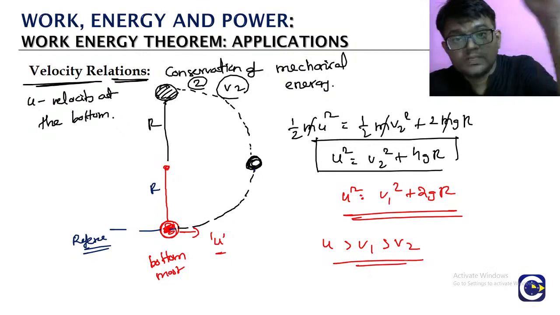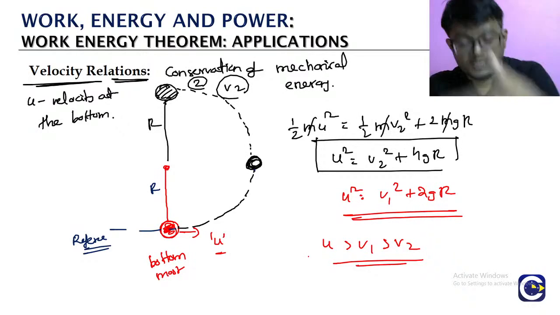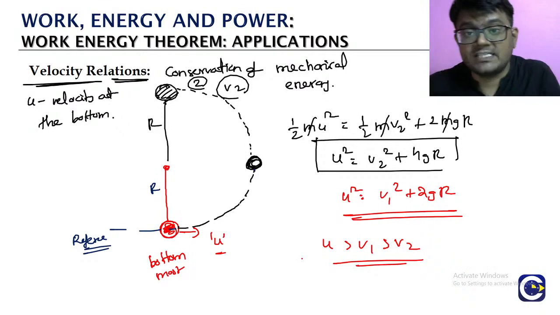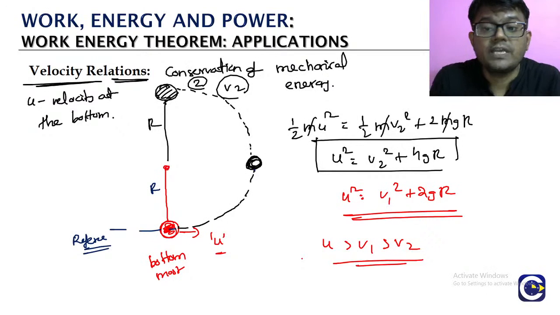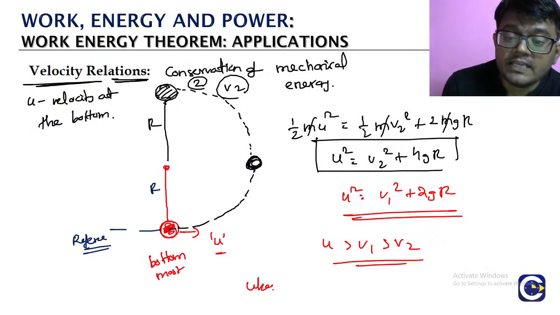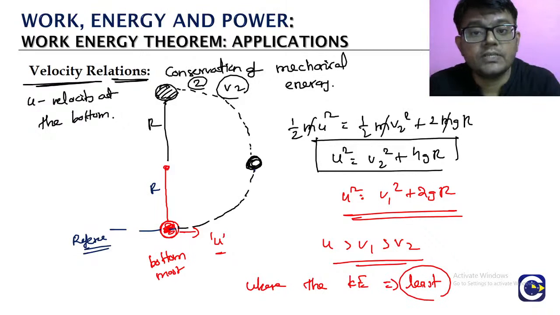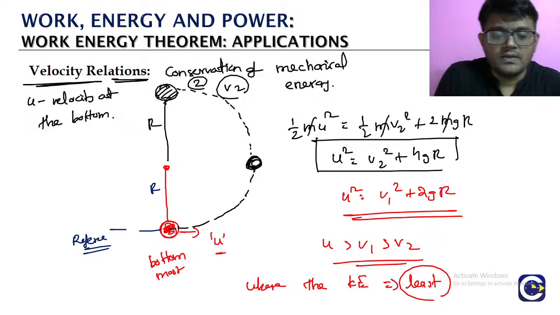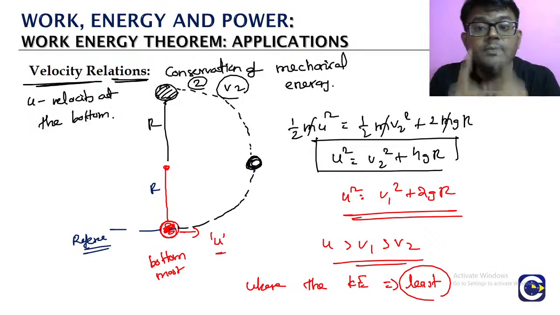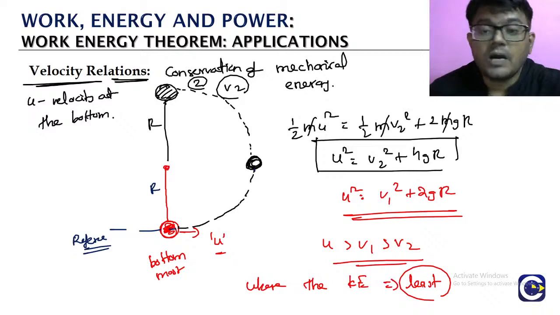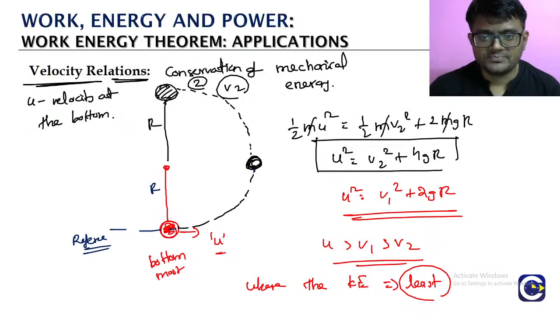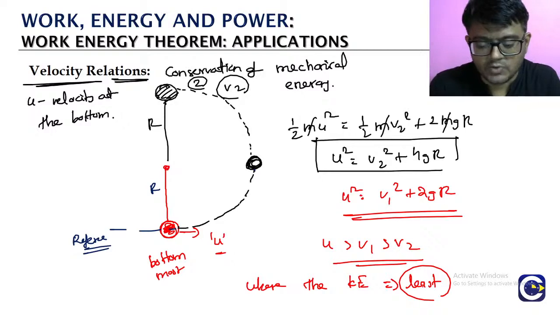As the particle is going up, the potential energy will increase at the expense of the kinetic energy, because total mechanical energy is constant. So we can even tell where in the vertical circular motion the kinetic energy is going to be least. Kinetic energy minimum means velocity minimum. Velocity will be minimum at the topmost point. Why? Because at the topmost point, potential energy is maximum. Conservation of mechanical energy means that when the potential energy is maximum, kinetic energy has to be minimum.